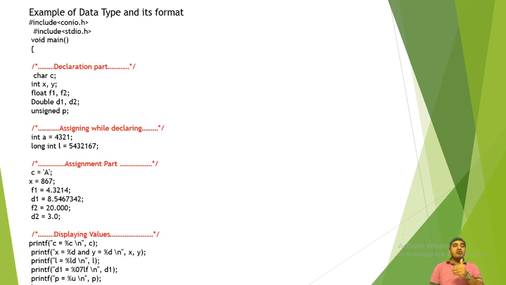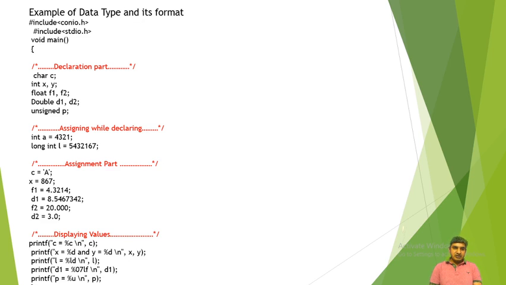Now, while declaring, we have to assign the values. Okay, integer a is considered as 4321. Okay, long integer l is 5432167. Again the assignment part: the character c is considered as a. Integer x, which we declared, is considered as 867.